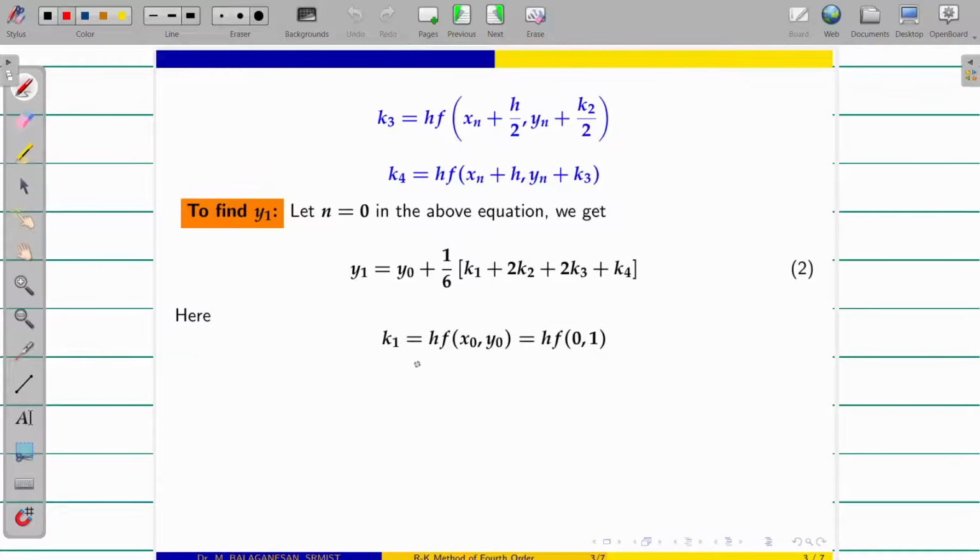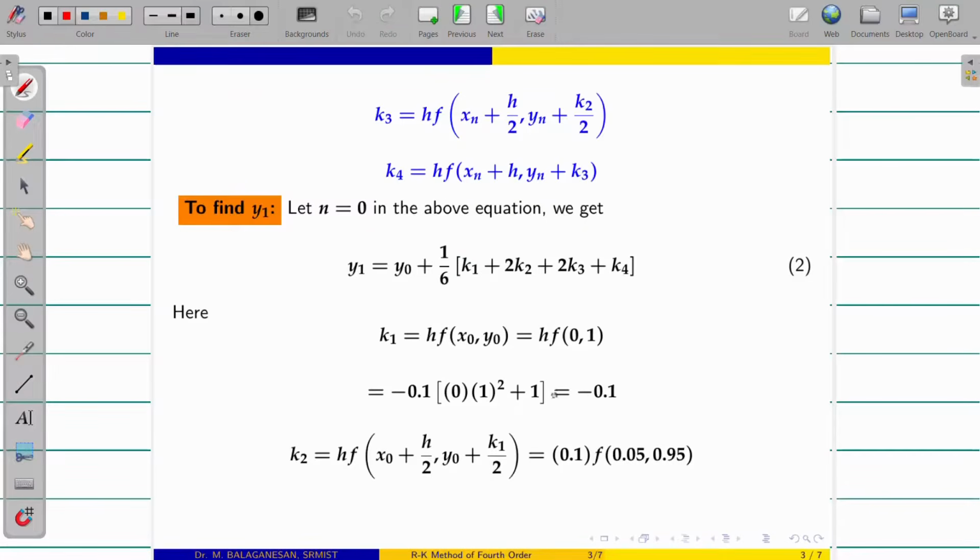Here k1 is h into f of x naught and y naught. x naught value is 0, y naught value is 1. They are given the initial condition. Right. Substituted. So what is our f of x comma y here? It will be minus of x y square plus y. This is the function. So replace x value as 0, y value as 1 square plus 1, which is equivalent to minus 0.1. h value is 0.1.